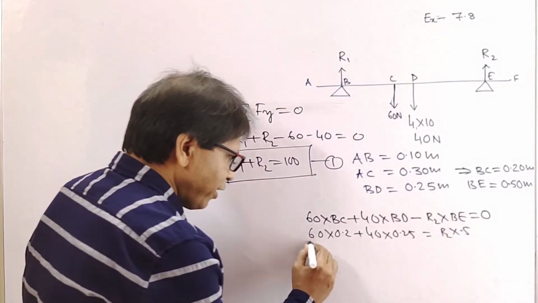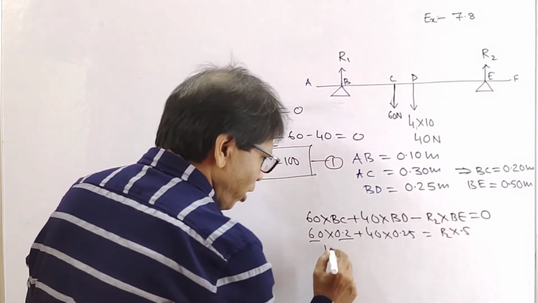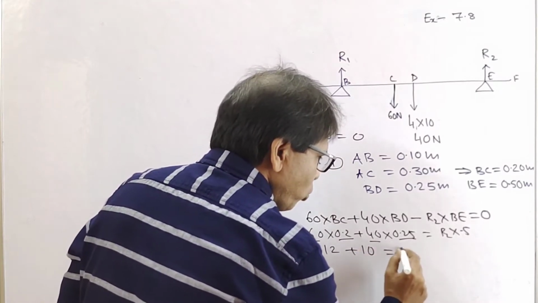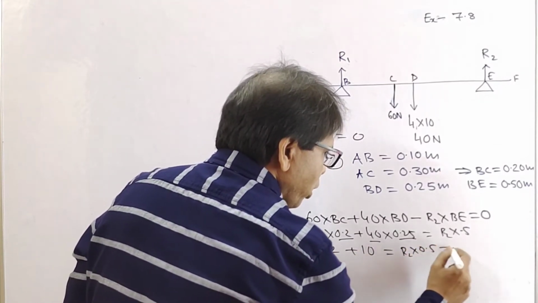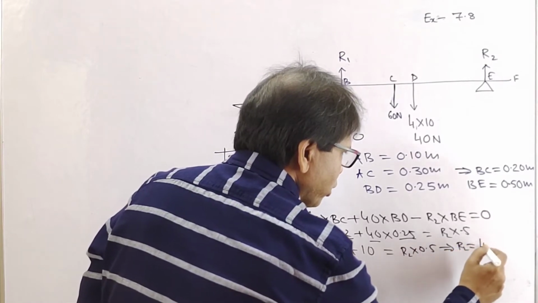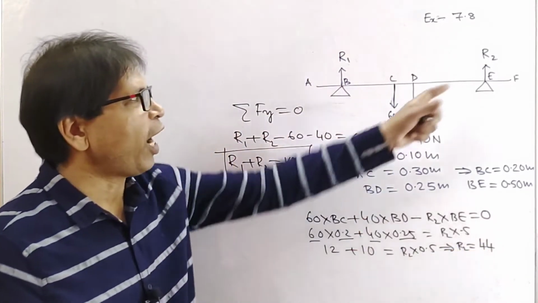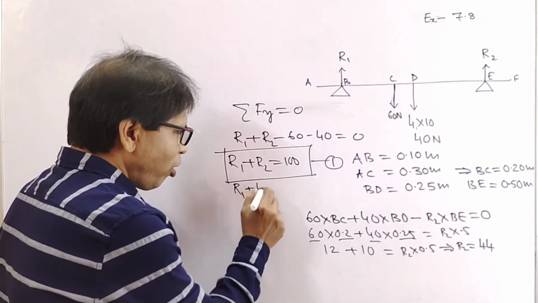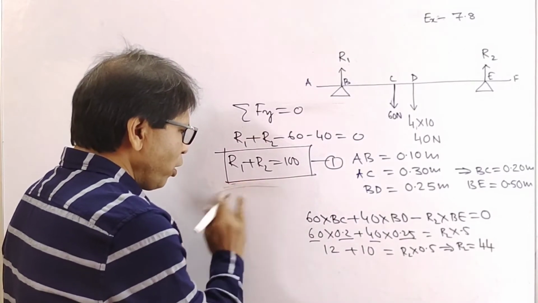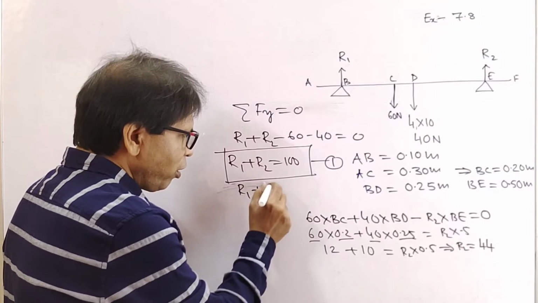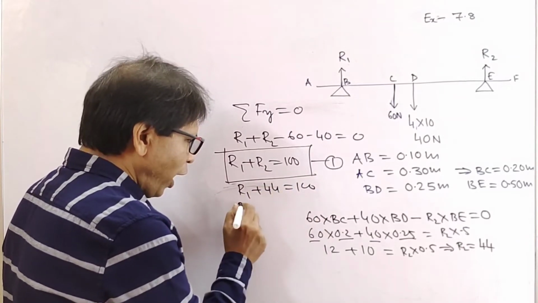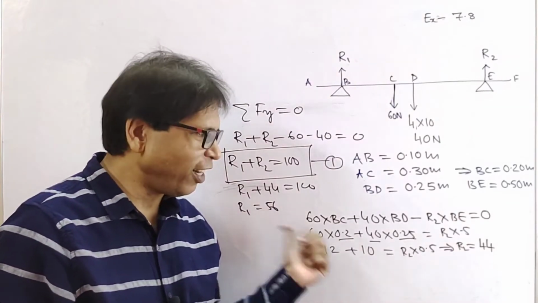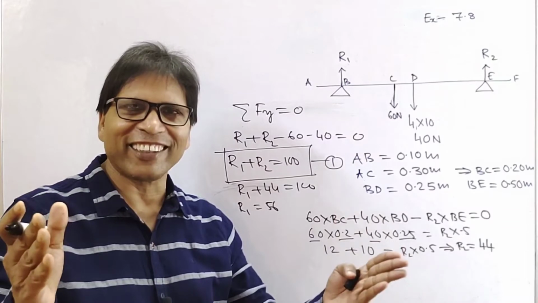Okay. Now this into this, so this is 12. Now this into this, so this is 10. This equal to R2 into 0.5. Therefore R2 equal to 44. So R2 equal to 44 Newton. Therefore R1 plus 44 equal to 100. So R1 is equal to 56. Therefore R1 equal to 56 Newton and R2 equal to 44 Newton.